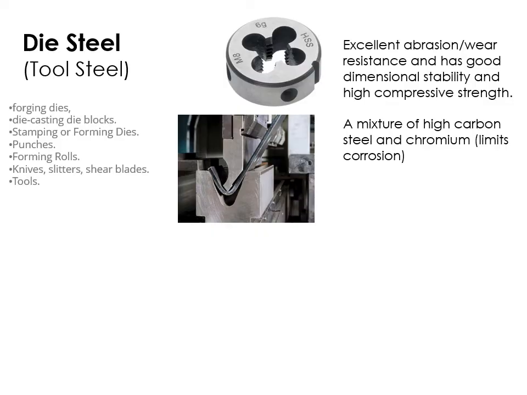So it's a mixture of high carbon steel and chromium. Chromium is an element actually that limits corrosion. So you put that into the steel, it stops it rusting to some extent. But this kind of steel is used in industry on those big bits of machinery that create products, and also any tools around the workshop would be made from die steel, or you can call it tool steel if you find it easier to remember.